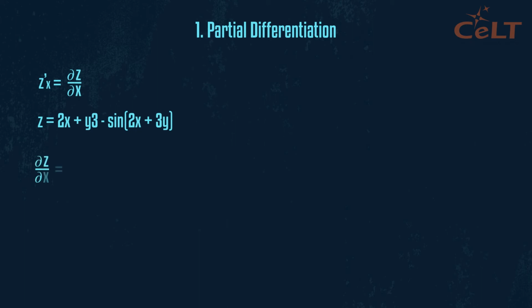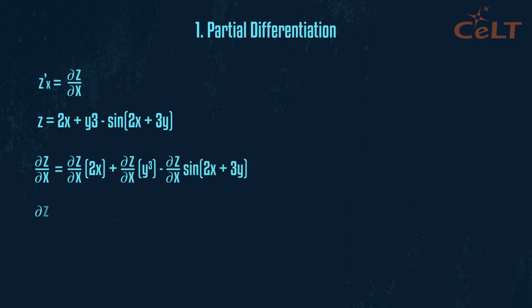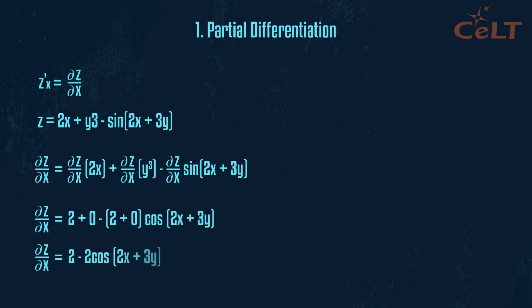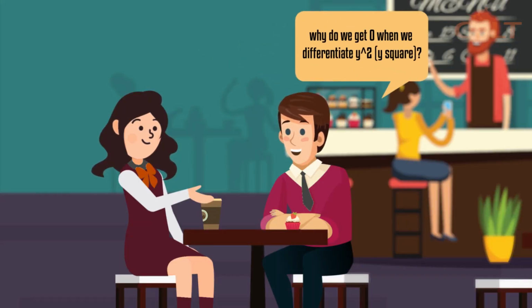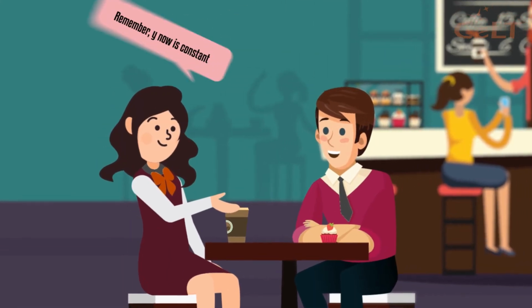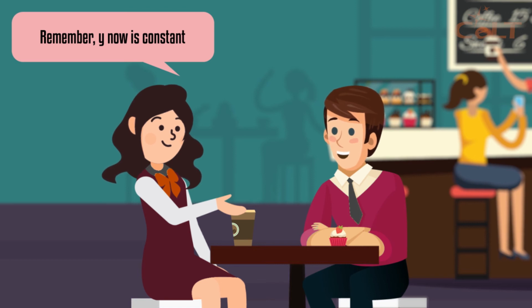If we are given a function z, we want to do partial differentiation with respect to x. Differentiate all as usual. But remember, y is treated as a constant. It will be like this. Why do we get 0 when we differentiate? Remember, y now is constant.